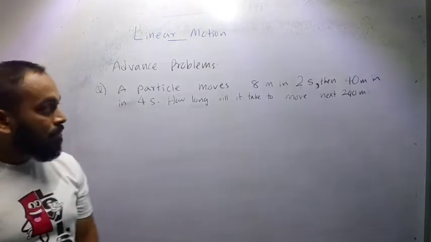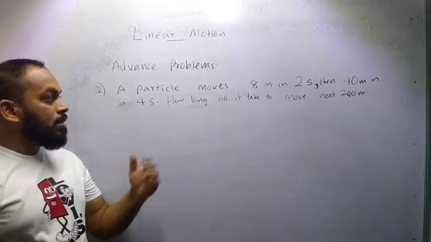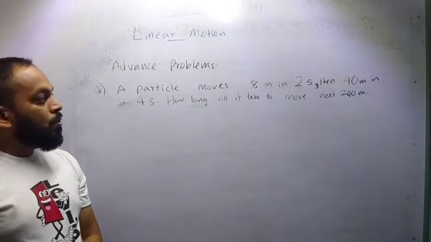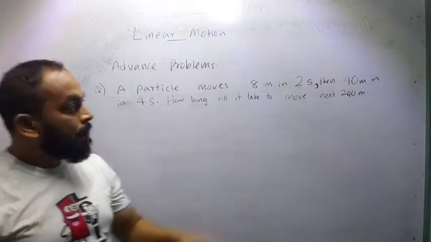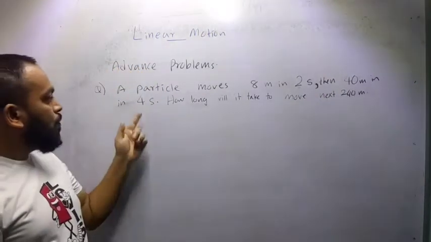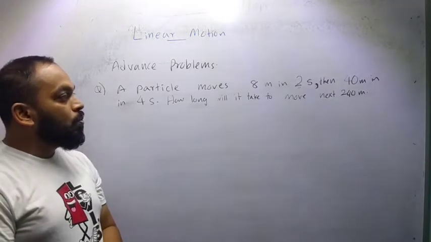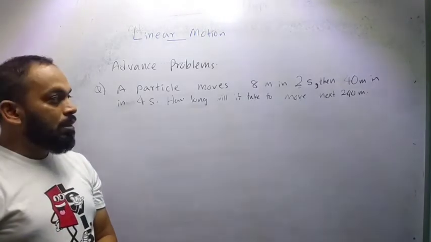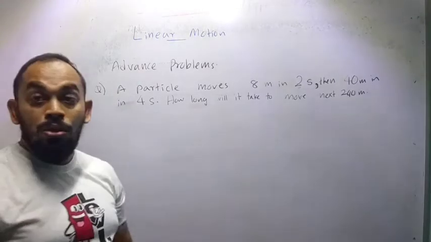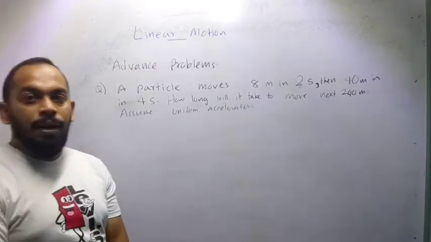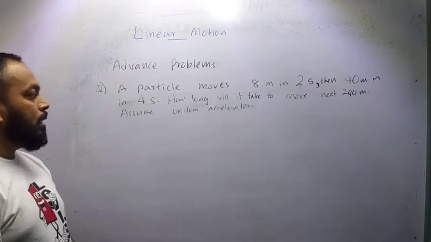So I'm going to start with this question. A particle moves 8 meters in 2 seconds. And we are talking about the same particle. Then 40 meters in 4 seconds. Right. How long will it take to move the next 240 meters? So in this problem, we're going to assume the acceleration is uniform. Right. So how long will it take to move next 240 meters?